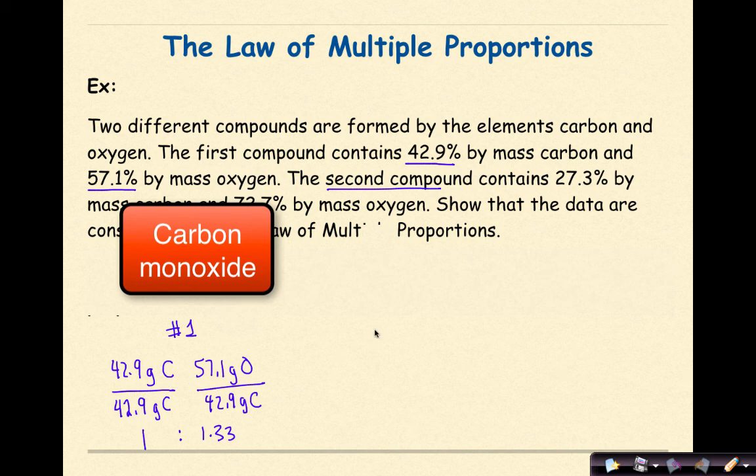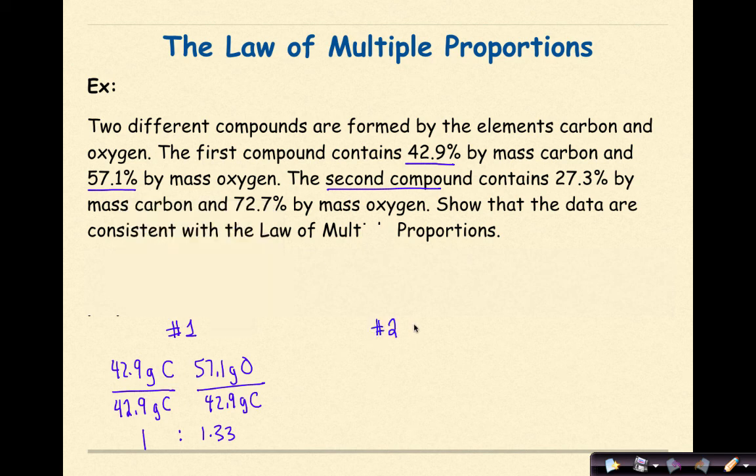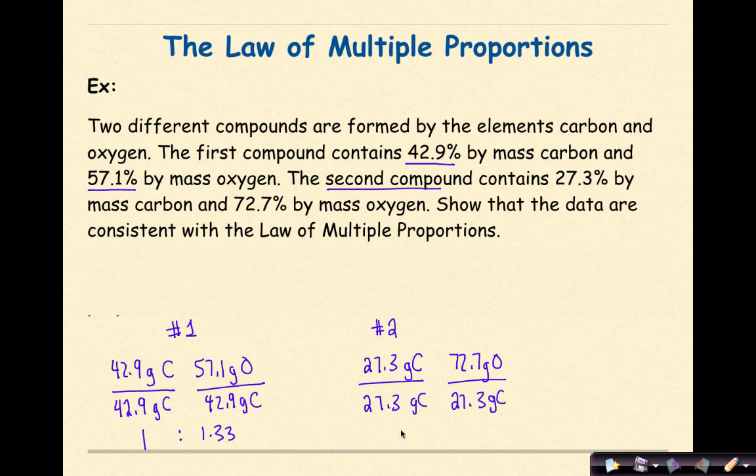But let's look at the second compound. The second compound here has 27.3% by mass carbon, so again I'm just going to call that grams of carbon, and 72.7% by mass oxygen, I'm just going to call that grams of oxygen. And like I did over here, I'm going to divide both by 27.3 grams of carbon. This is going to turn out to be 1, and this is going to be 2.66. So now I have these ratios.